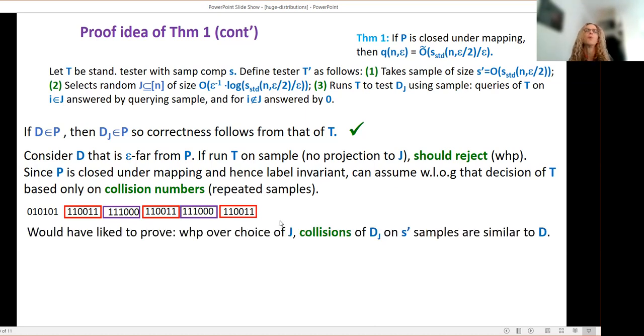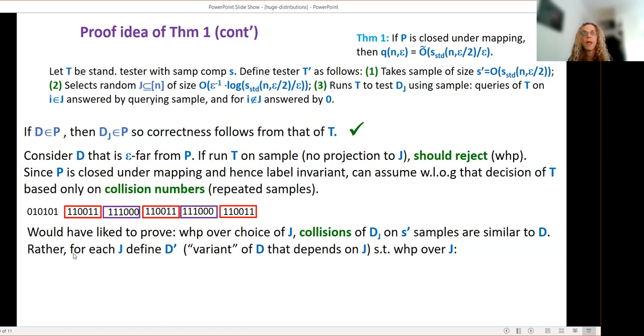Okay. What would we have liked to prove? So we know that the decision of T, if it is run on the entire sample, would be made according to collisions. So we would have liked to prove that with high probability over a choice of a subset J, the collisions of D sub J on S prime, the number of samples we take, are similar to those of D. This is unfortunately not quite right. When we take a subset J, then we actually create new collisions.